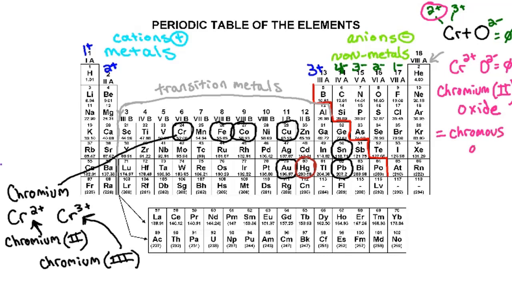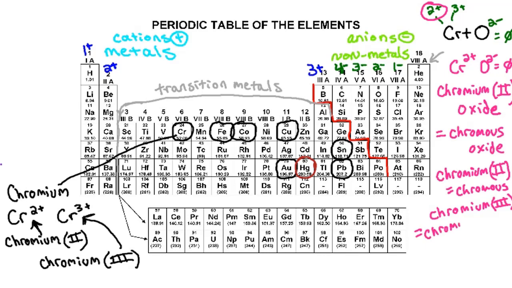So that's just a fancy name for saying chromium with the Roman numeral 2 after it. If you were to have chromium 2, that is going to be chromous. If you were using, however, a chromium 3, then that would be called chromic, and I'll get to what that's all about in a second.